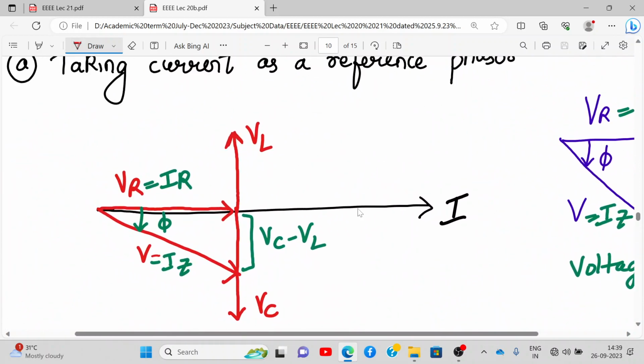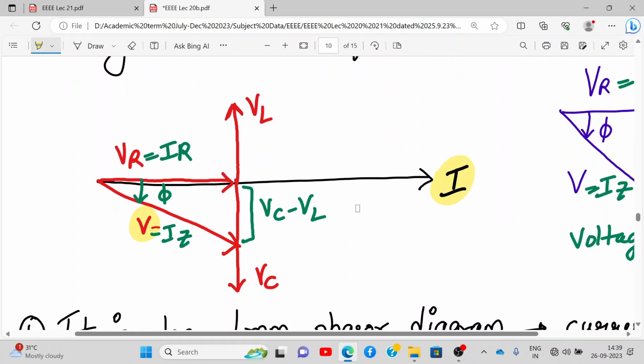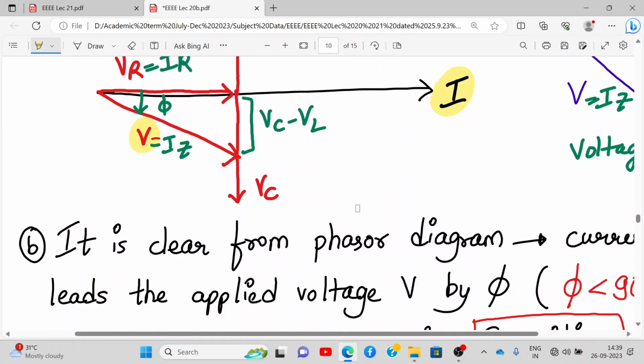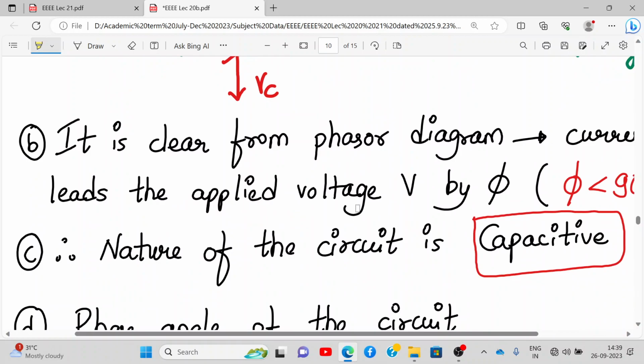Now from this phasor diagram, what can you say about the total current and total voltage? Is current lagging behind or leading the voltage? Current is leading the voltage by phi, where phi is less than 90 degree. So the nature of the circuit is capacitive. Current is leading the voltage by phi, not 90 degree, by phi, where phi is less than 90 degree.